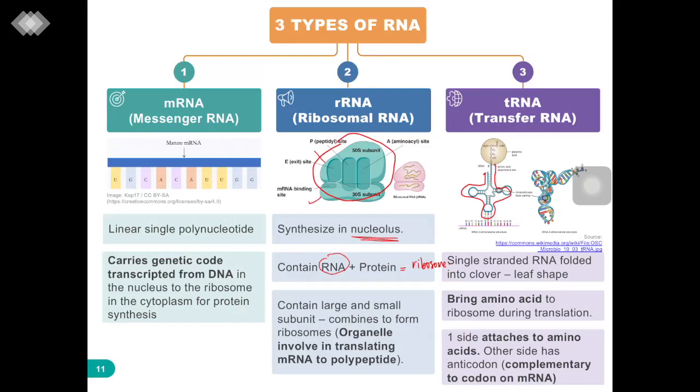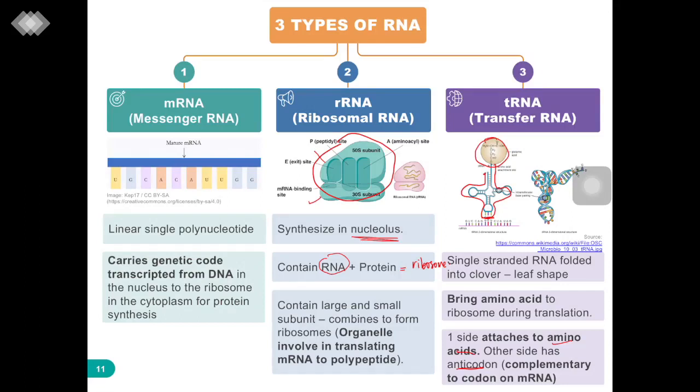If you look at the structure of the tRNA here, it has two sites. One site attaches to the amino acid; this is the part where they carry amino acids. The other side is what we call the anticodon. You will learn about this when you learn about the translation process. We know that there are three types of RNA, and these three types of RNA all work together in the process of protein synthesis.